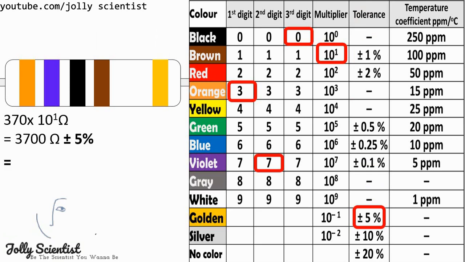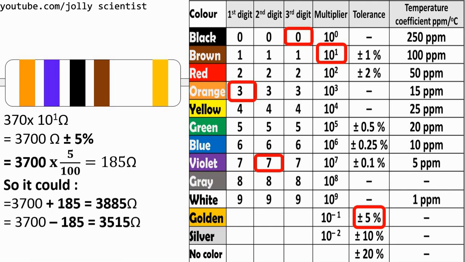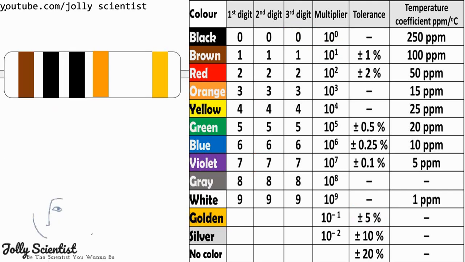3,700 plus or minus 5%. 5% of the value will give us 185 ohms. So this resistor would vary between 3,885 ohms to 3,515 ohms. So let's do this together.